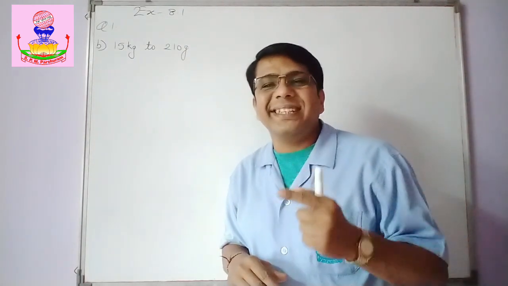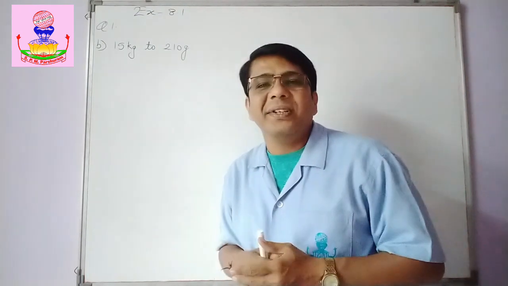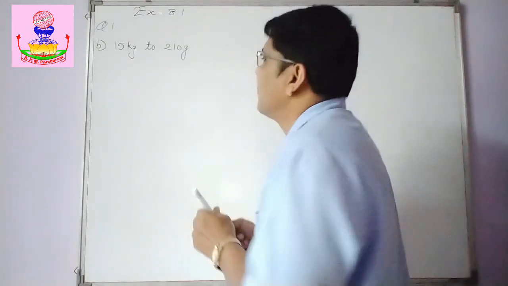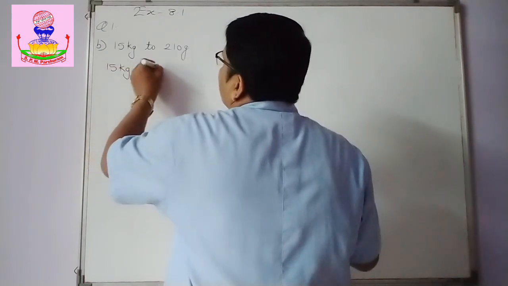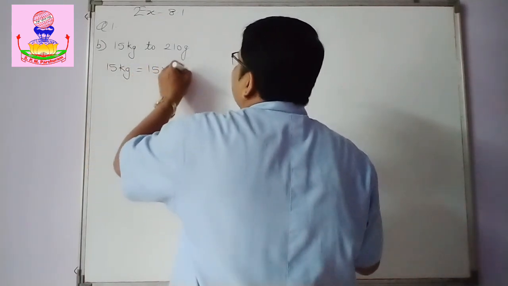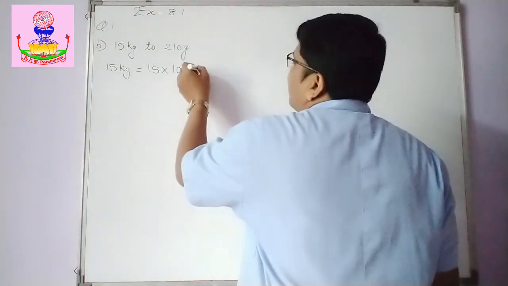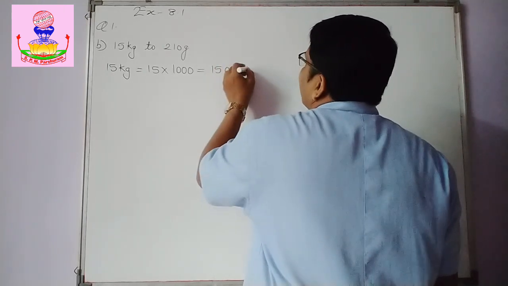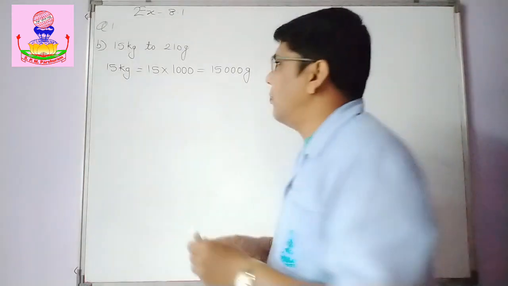So first convert them. Which is easy? Converting kilograms to grams or grams to kilograms? Yes, of course, conversion of kilograms to grams is easy. So 15 kg will be equal to, 1 kilogram is equal to how many grams? Yes, 1000 grams. So 15 into 1000, so 15,000 grams. So now we can take the ratio of it.